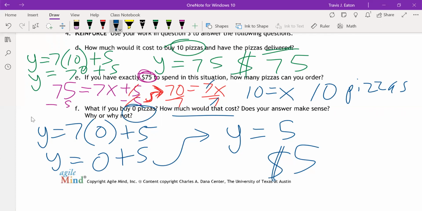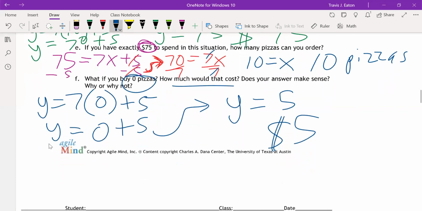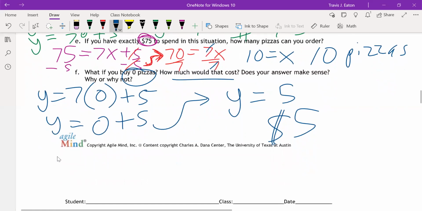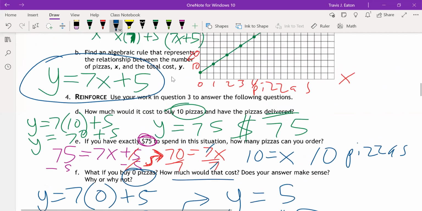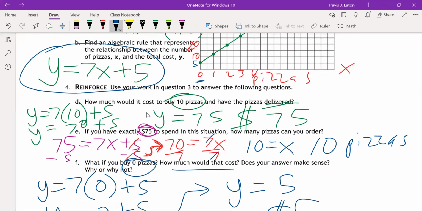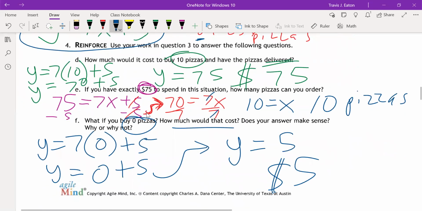Does that make sense? Remember I told you about the Domino's guy that just stops by your house and says, yeah, I was in the neighborhood and thought I'd deliver a pizza, but I didn't have one for you, so that'll be $5. What? It's because for this particular equation, y equals 7x plus 5, if you look at the graph, when x is 0, y is 5. Because that's where it crosses the y-axis. Because it's got that one-time delivery fee.